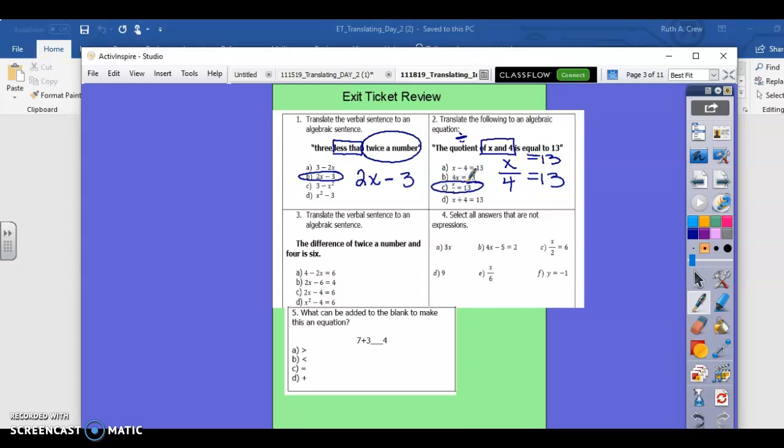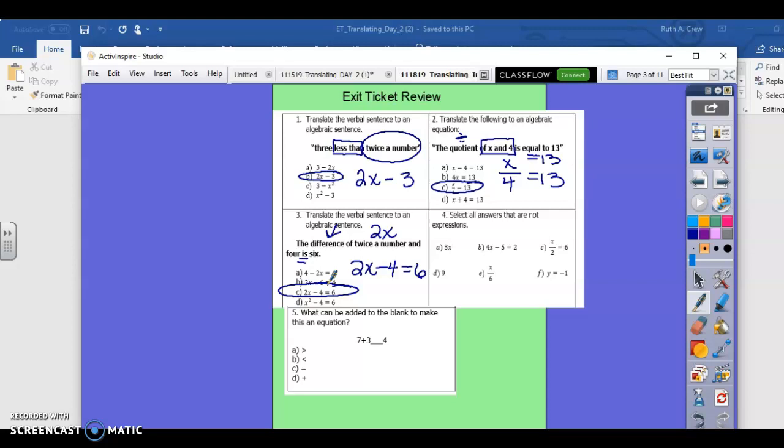Number 3, the difference, that means subtraction, of twice the number, so that's going to be 2x and 4. So 2x minus 4, and when it says is, that means equals 6. So the answer here would be C.